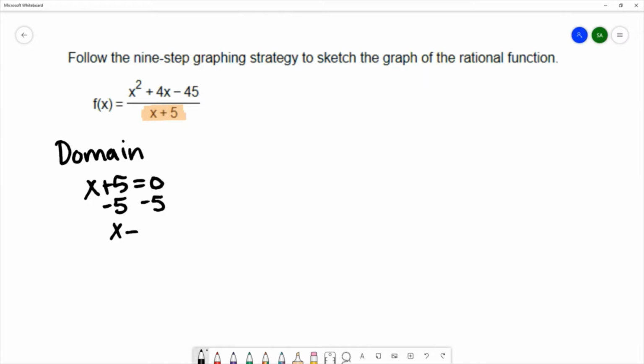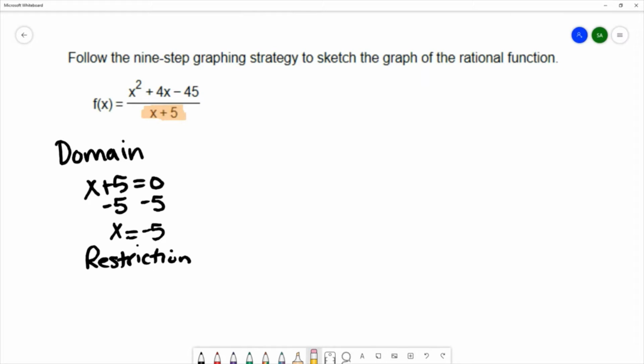That gives me x equals -5. This is our restriction, because if we substitute a -5 in for x, we would have -5 plus 5, which is 0, and we'd be dividing by 0. So we have to exclude -5 from the domain.